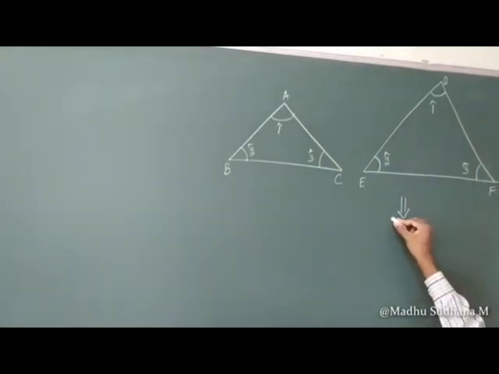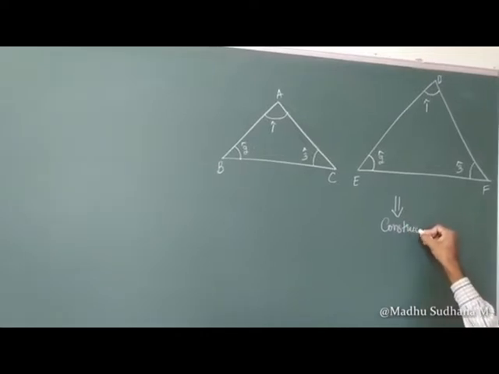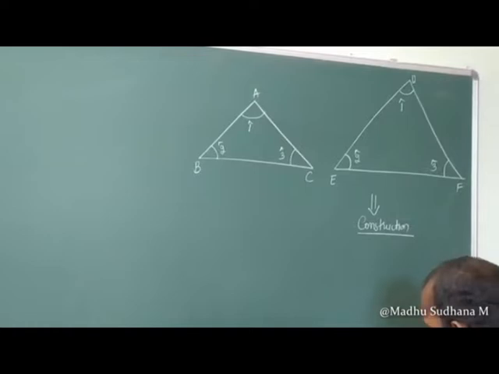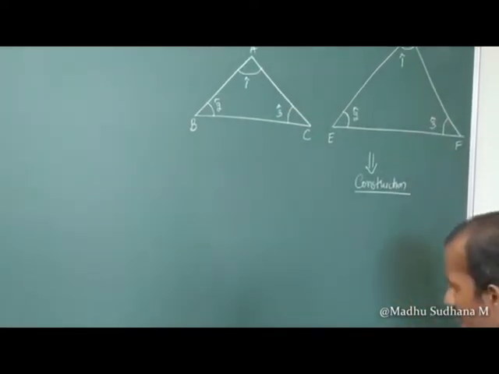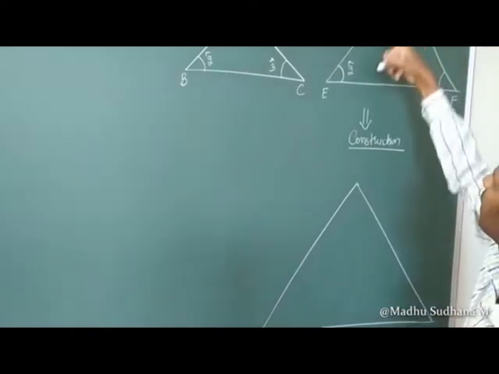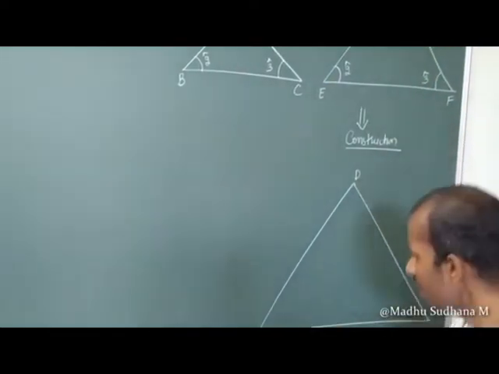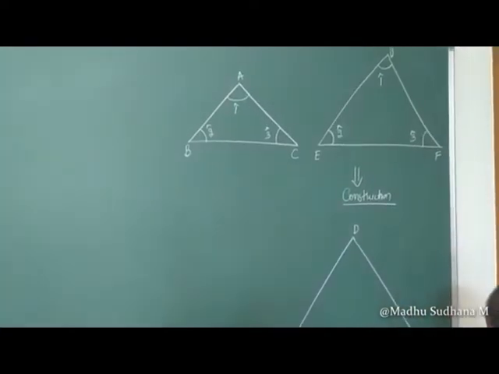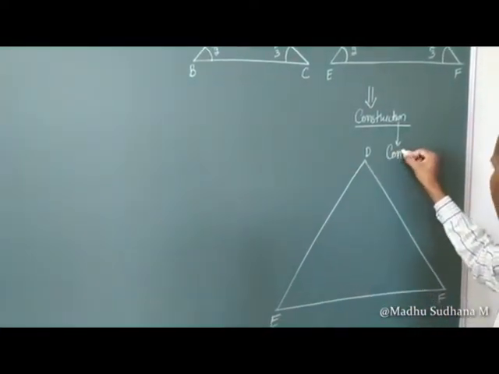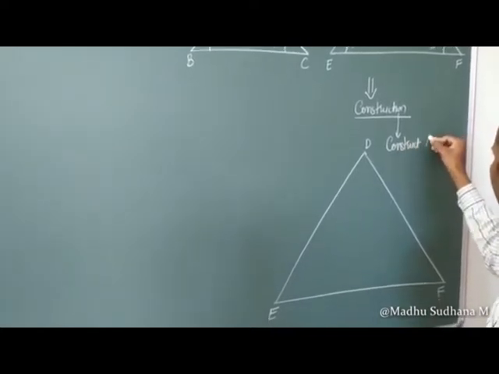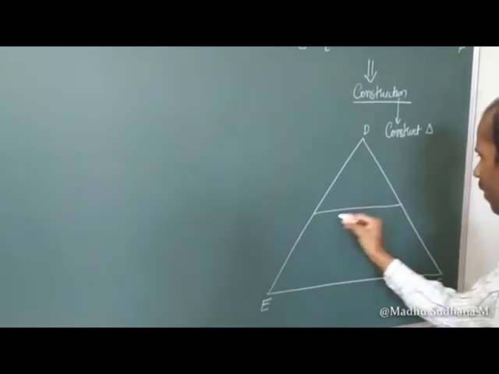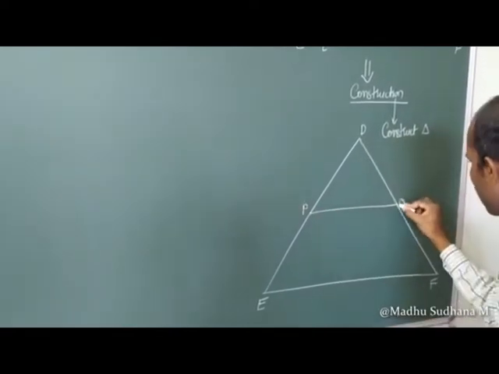See, we have to make a construction here. This construction part is a very, very important step for the proof of this theorem. Construction. So let me rewrite this diagram here. This is D, E and F. This is D, this is E and this is F vertex. So the construction: let me call this P and this is Q here.